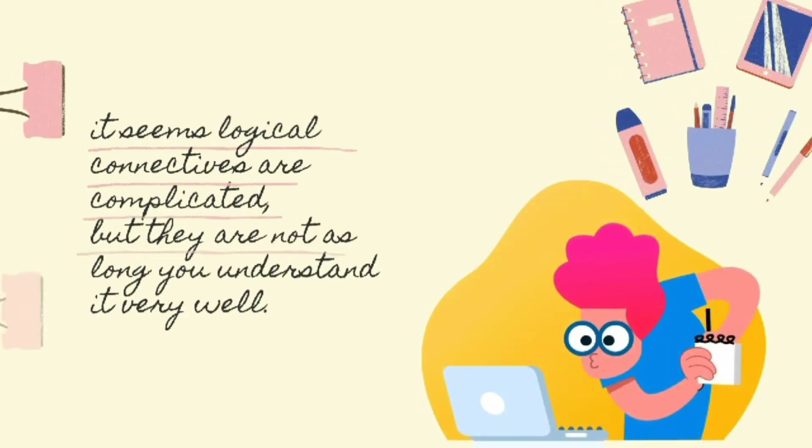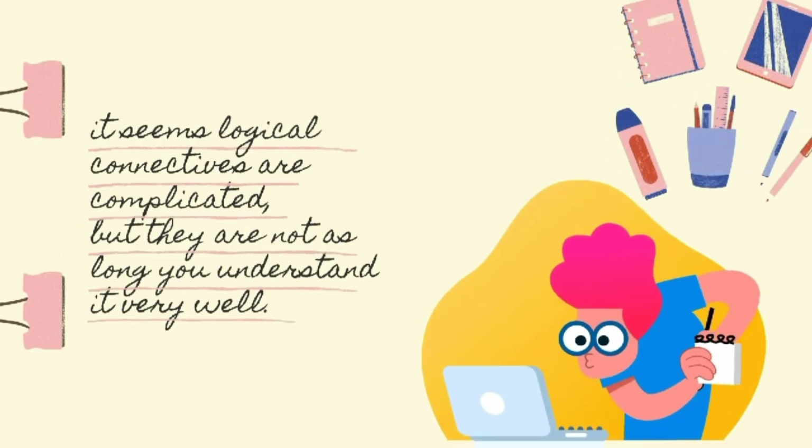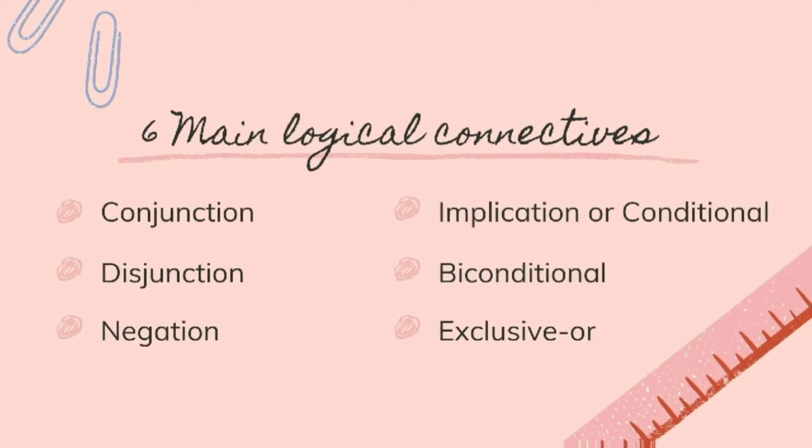It seems logical connectives are complicated, but they are not as long as you understand them very well. Now, there are 6 main logical connectives. First is conjunction, followed by disjunction, negation, implication or conditional, biconditional, and exclusive or.